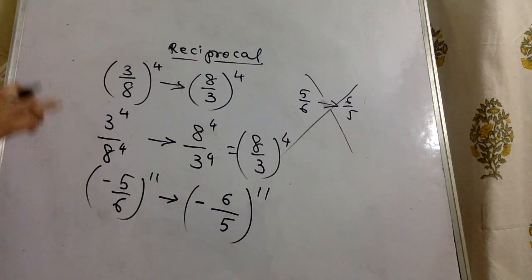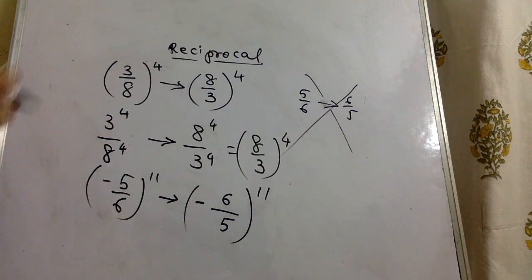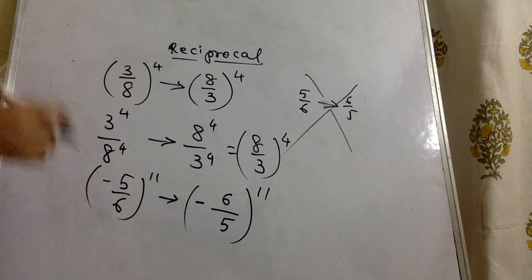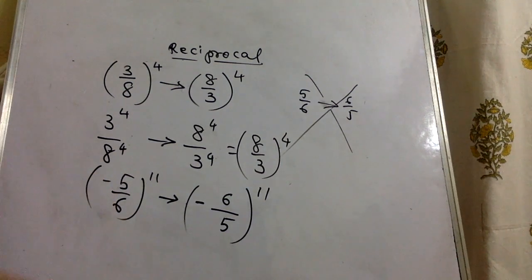But if you are writing it like in the previous question, as a rational number, then you can turn what is inside and also change the sign. So that is how it works. Then try to remember these when you do your sums.